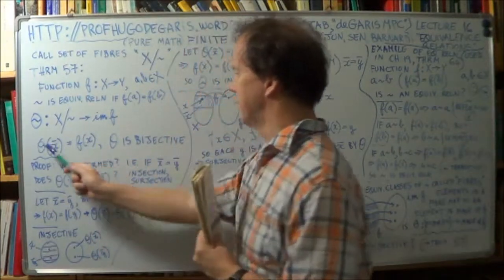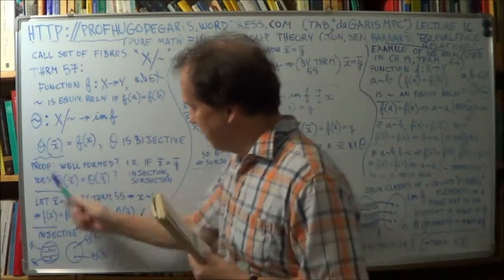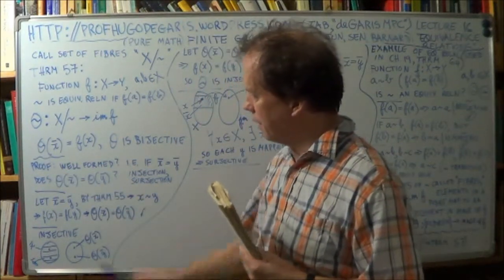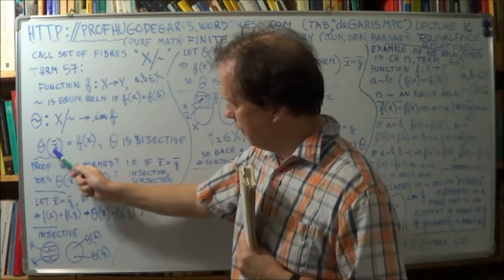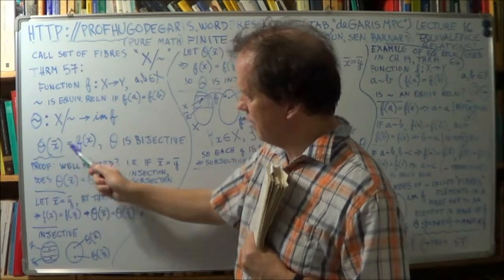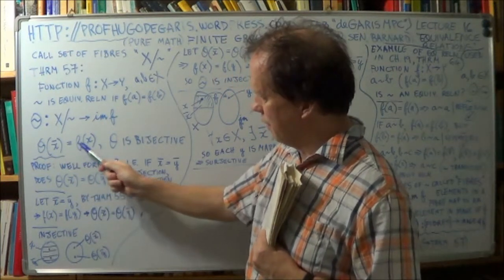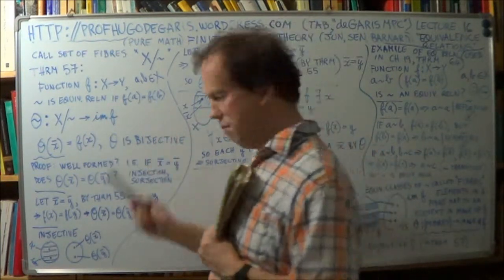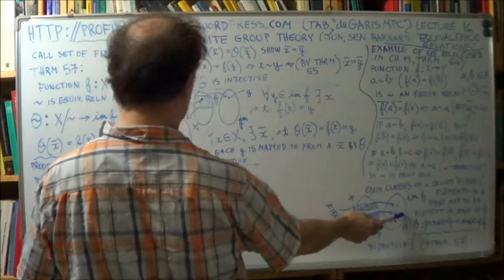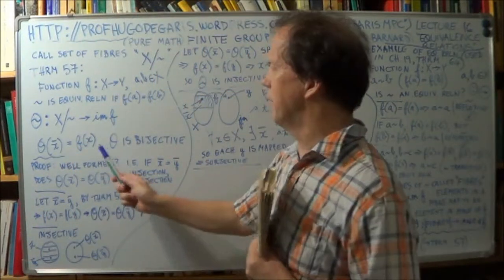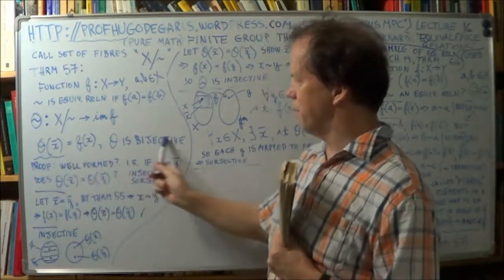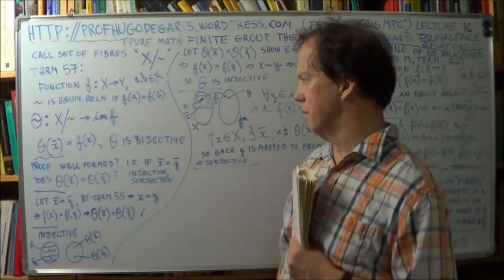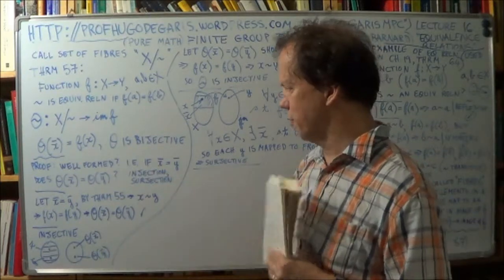Okay, so that's the form that this function will map an equivalence class into: f of x, some member of this set, the image of f, right? And the assertion, the theorem statement, is that this function is bijective. Okay, so let's prove it.